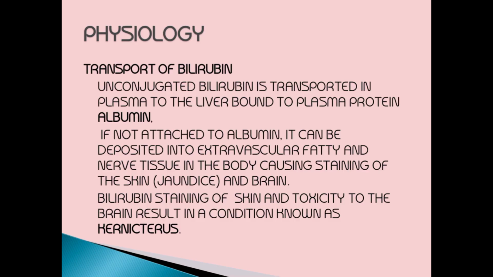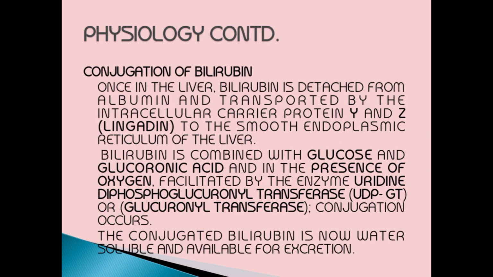So for now, keep in mind that we are still talking about the transportation from where it was broken down to the liver, where there is a combination. So now we talk about the conjugation of bilirubin. There has to be a conjugation from unconjugated to conjugated, from fat soluble to water soluble, from a form which cannot be excreted to a form which can be excreted.